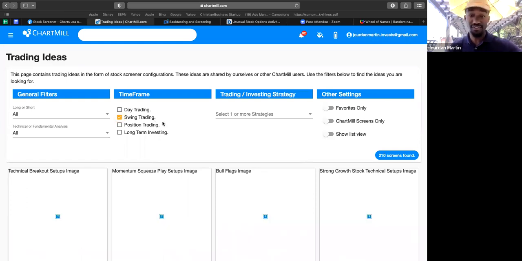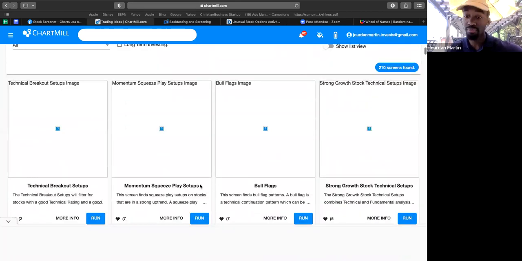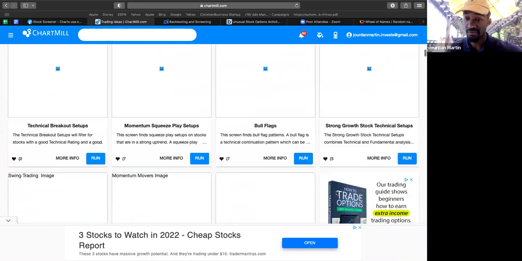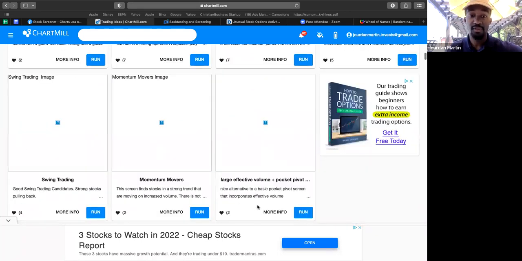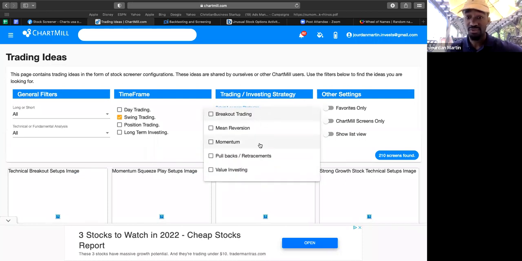But you can actually filter these. So they have scanners already set: bull flags, momentum squeeze plays, technical breakouts, strong growth technicals, momentum movers. They have stuff already set up, and you can come in. It looks like you can do a bunch of different stuff. So hop on this site and try this stuff out.